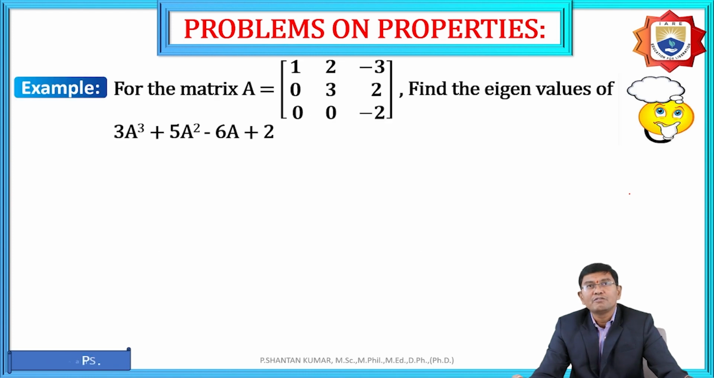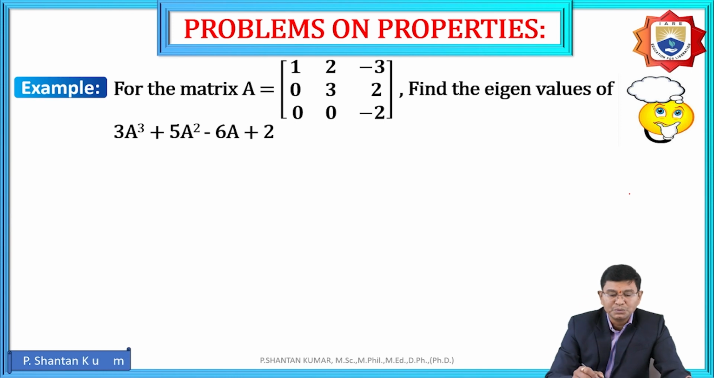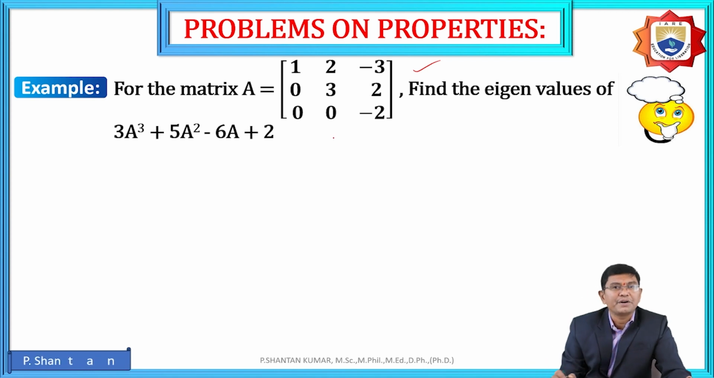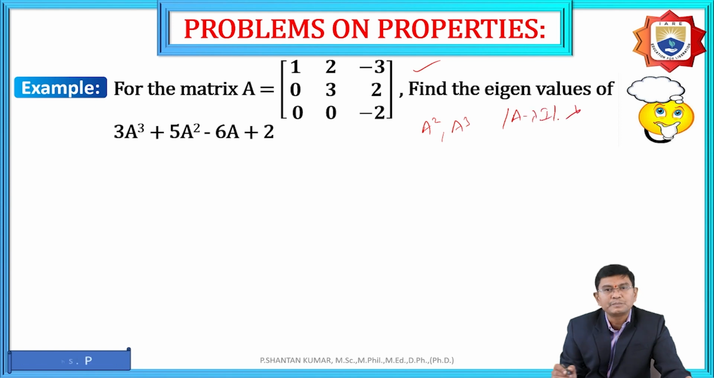And another one: for the matrix A = [1 2 -3; 0 3 2; 0 0 -2], find the eigenvalues of 3A cubed plus 5A squared minus 6A plus 2. Here we need to use the property. We should not find A squared, then A cubed, and then the determinant of A minus lambda I. It is not required.